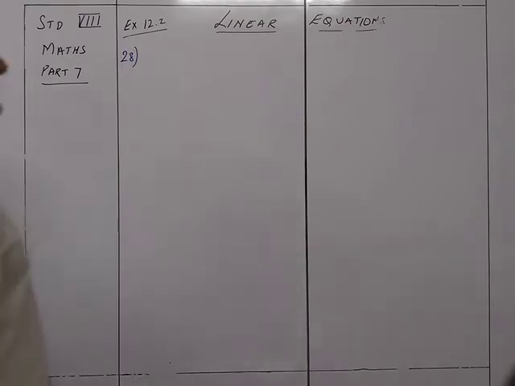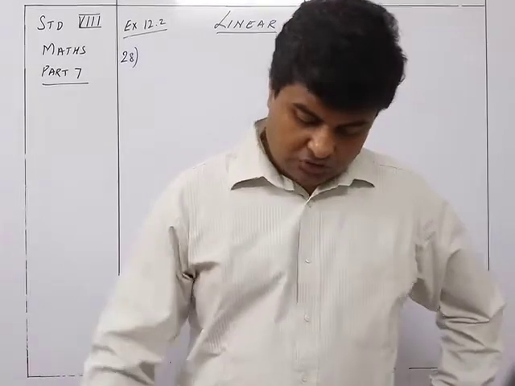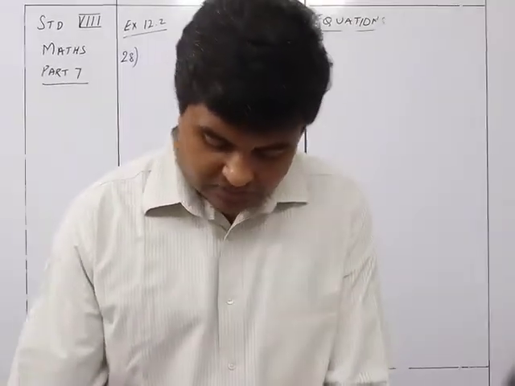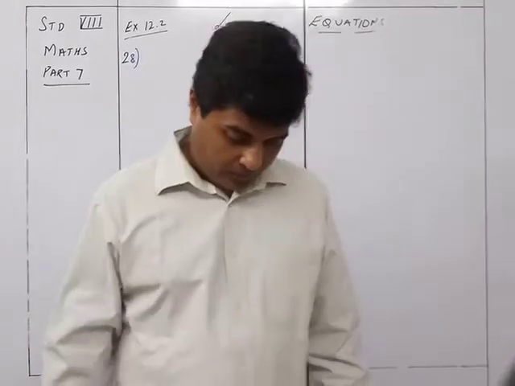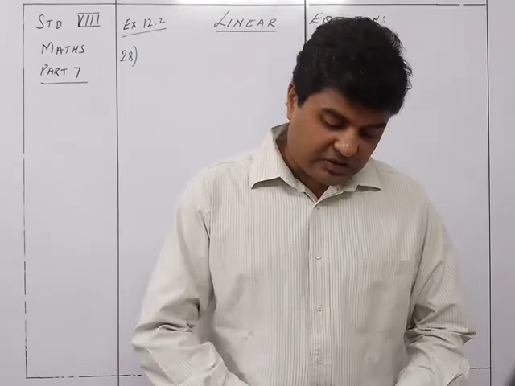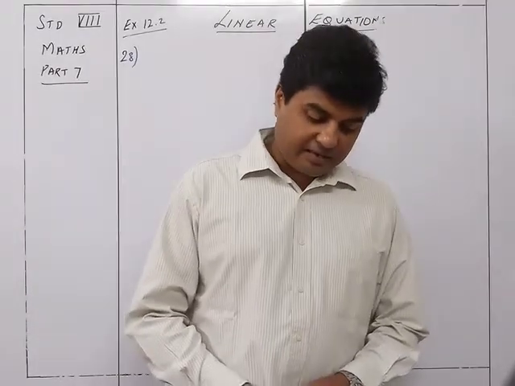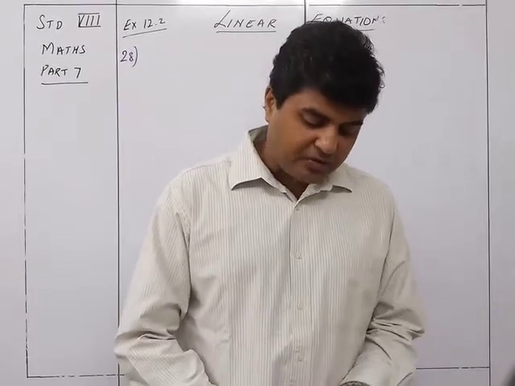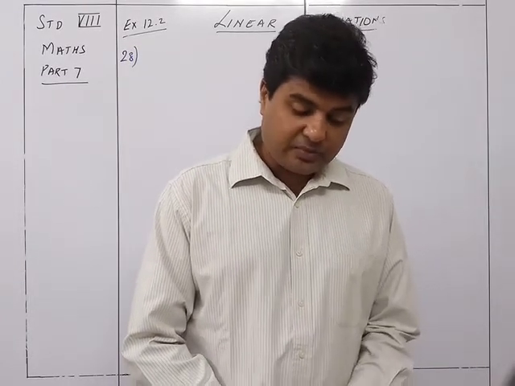So we now continue with exercise 12.2 of the linear equations, the word problems. We are on question number 28. A steamer goes downstream and covers the distance between the two ports in 5 hours, while it covers the same distance upstream in 6 hours. If the speed of the stream is 1 km per hour, find the speed of the steamer in still water and the distance between the two ports.